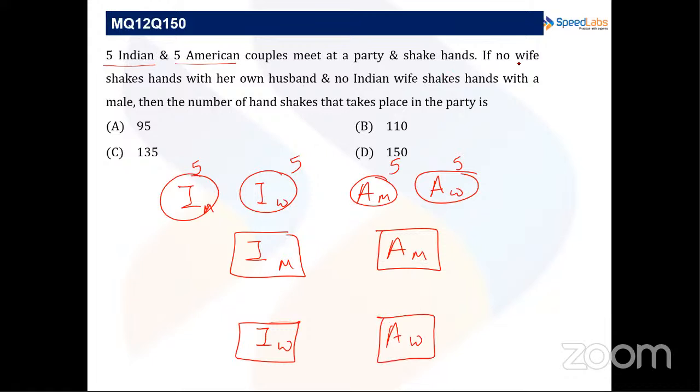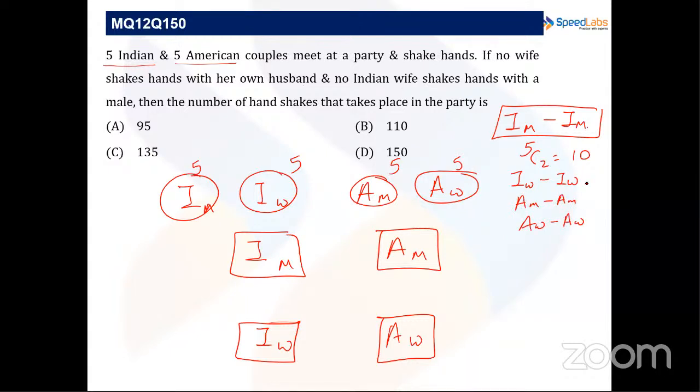Now, no wife shakes hands with her own husband. It is given. So, how many handshakes are possible? First of all, we can see that each Indian male and Indian male can have a handshake. So, in how many ways they can do it is 5C2, that is 10 ways. Similarly, Indian women with Indian women, American men with American men, and American women with American women. All these will have 10 ways of handshaking. So that comprises our 40.